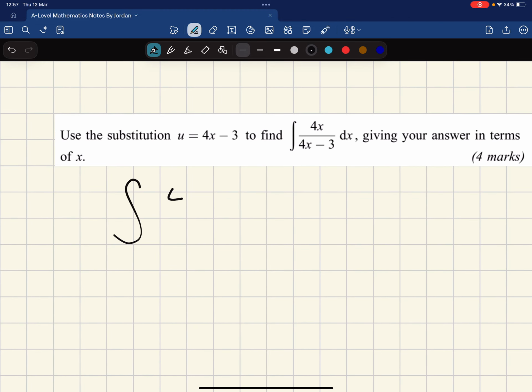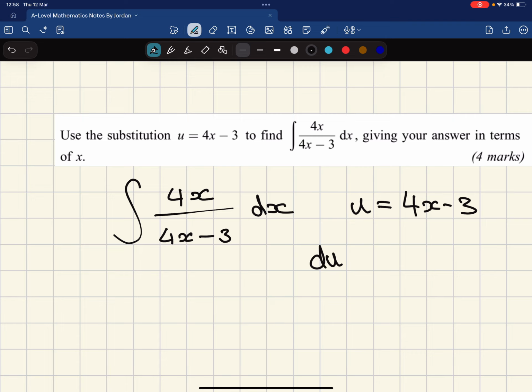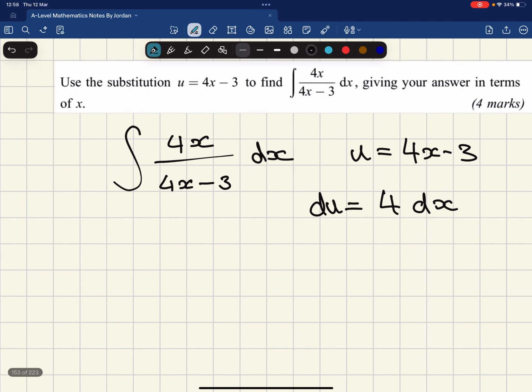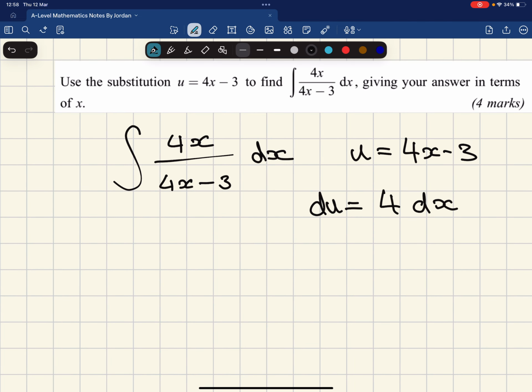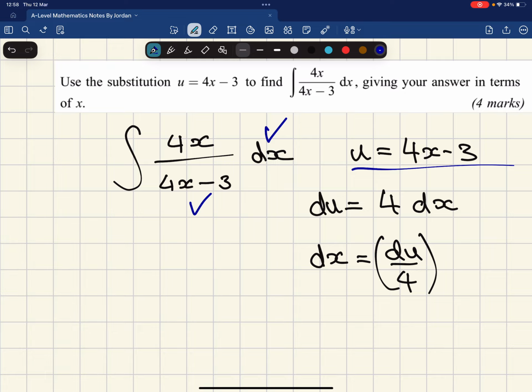The integration of 4x divided by 4x minus 3 with respect to x. Let's write u, which is 4x minus 3. So let's differentiate both sides of that, giving us du equals 4 dx. Then rearranging for dx, I'm just going to divide both sides by 4. So dx is du over 4. And I have that sorted out. Obviously u is 4x minus 3, so that's also sorted out.